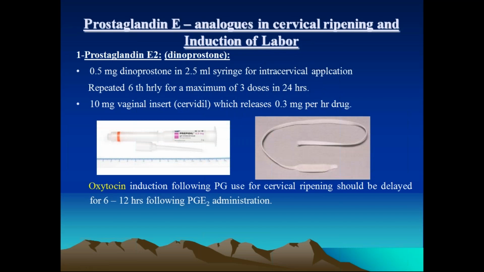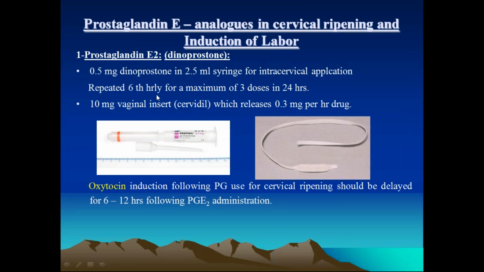And next, coming to the pharmacological methods, we'll use prostaglandin analogs. Mostly we'll use prostaglandin E2 followed by E1. The prostaglandin E2 component is dinoprostone. We can get it in the form of gel, insert, or a tablet. Generally, we'll use a gel, 0.5 mg of dinoprostone in a 2.5 ml syringe. This is the syringe. We'll have 0.5 mg of drug here. We'll introduce the gel into the intracervical portion.